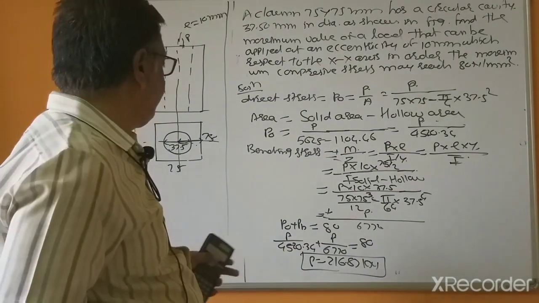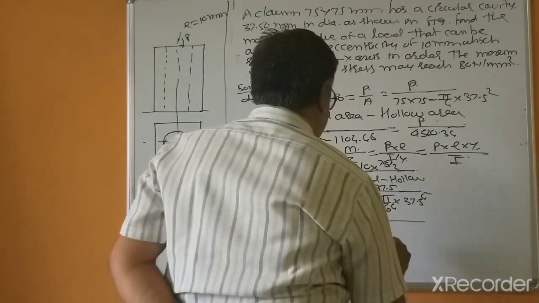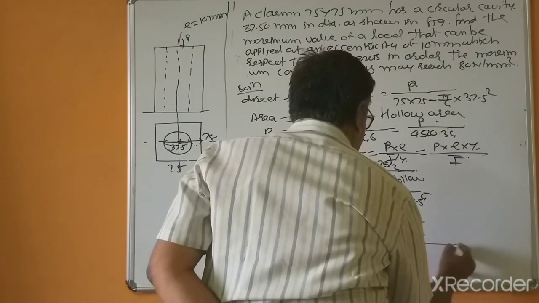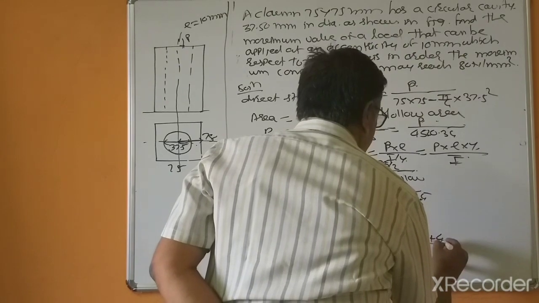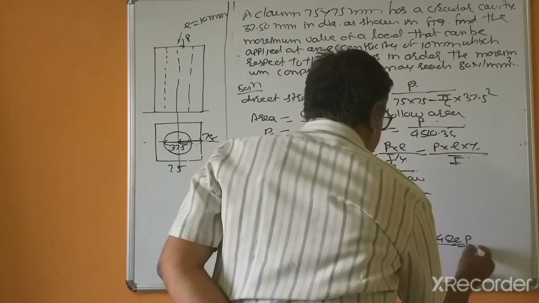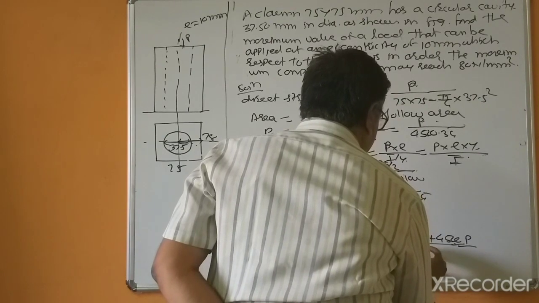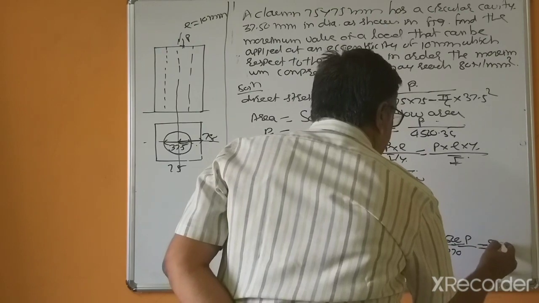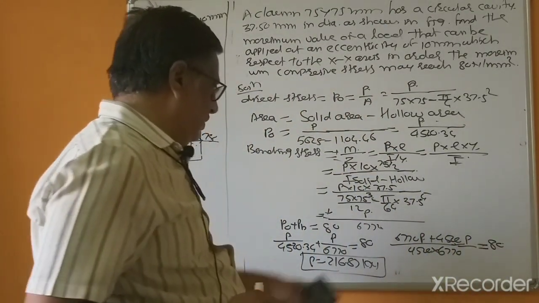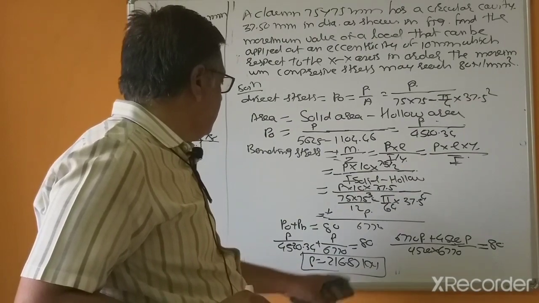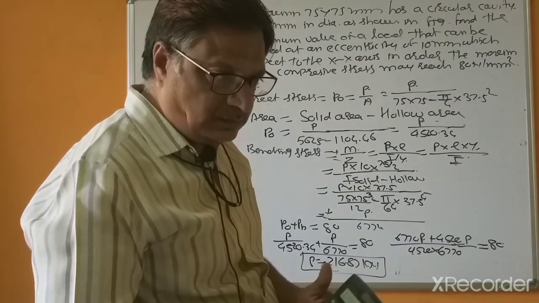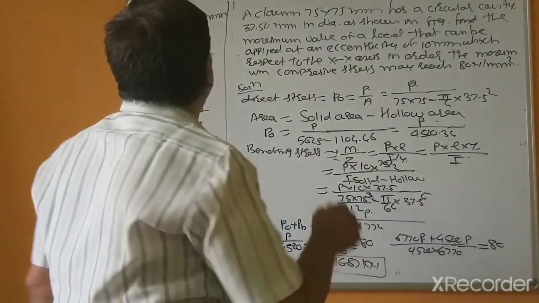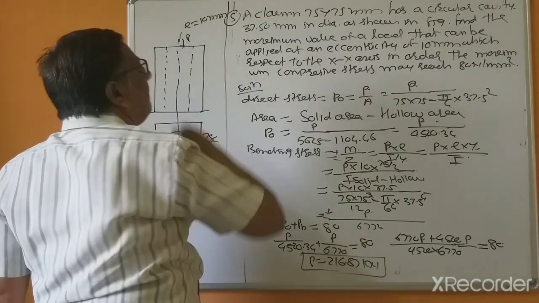Solve these equations by taking LCM. Otherwise, you can take LCM: 6770 multiplied by P plus 4520 P divided by 4520 into 6770 equal to 80. Now by solving these equations, you will get P equal to 216.87 kilonewton. So this is today's fifth problem.